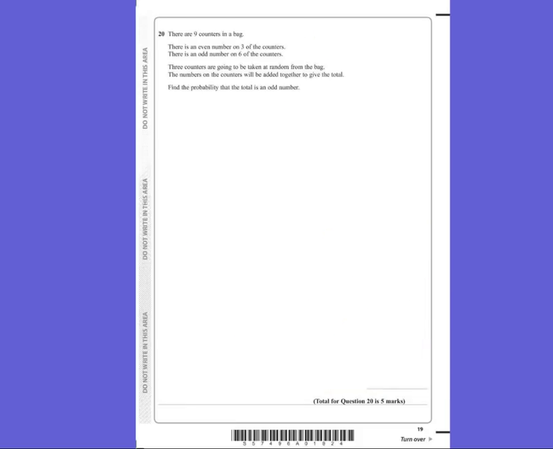Question 20. There are 9 counters in a bag. There is an even number on 3 of the counters, and there is an odd number on 6 of the counters. 3 counters are going to be taken at random from the bag, and the numbers on the counters will be added together to give us the total. Find the probability that the total is an odd number.